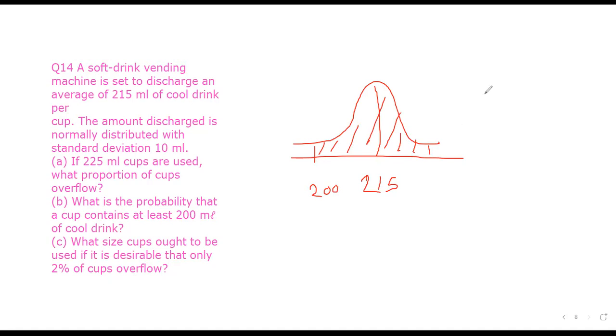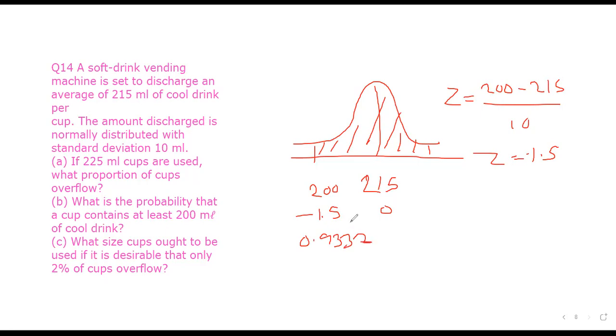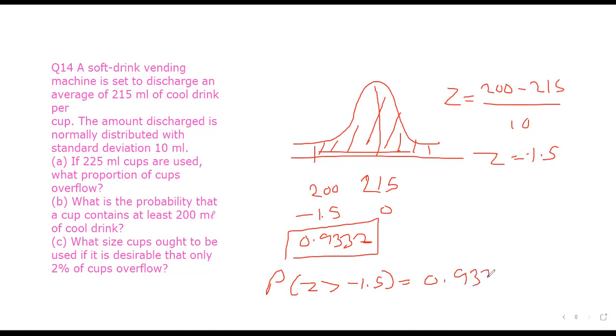So 200 and above. So step one, illustrate, step two, shade, step three, standardize. 200 minus 215 over 10. Our Z becomes what? Negative 1.5. So negative 1.5, when you check negative 1.5 from the table, or 1.5 itself? 0.93332. So since we're looking at this area here, do we subtract from one or we get it direct? It's a direct one. Okay, good, because the shading is big. So Z greater than negative 1.5. We get what? 0.93332.